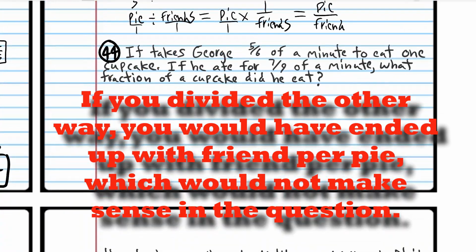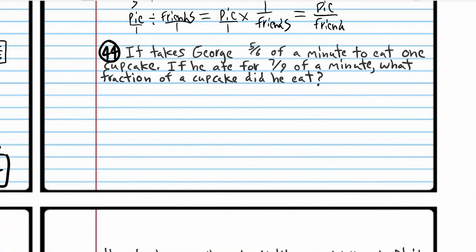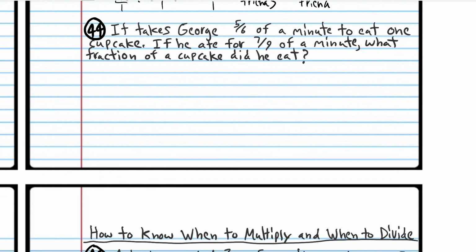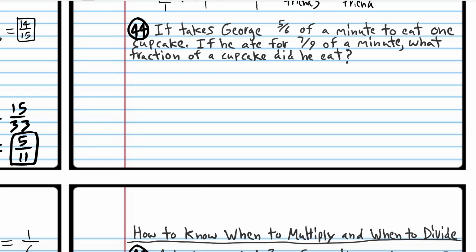All right, so number 44. 44 is going to be like the other problems we did. So it takes George 5/6 of a minute to eat 1 cupcake. If he ate for 7/9 of a minute, what fraction of a cupcake did he eat? All right, so again, do we do 5/6 divided by 7/9, or do we do 7/9 divided by 5/6? That's the big question. So we have to use the factor label method here to figure out which order.